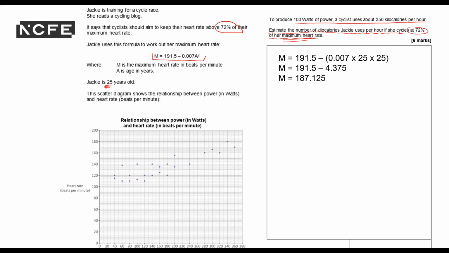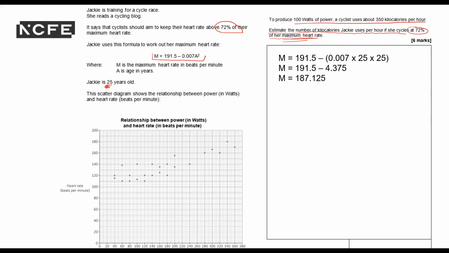187.125. Right, I found her maximum heart rate. Brilliant. Step 1 done. What do I need to do next? Estimate the number of kilocalories. She cycled at 72% of her maximum heart rate. So I want to find 72% of this number.